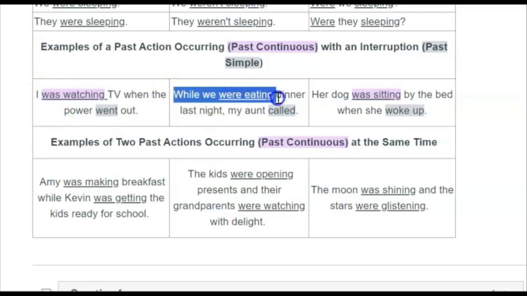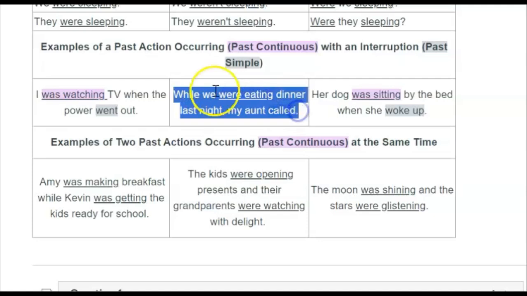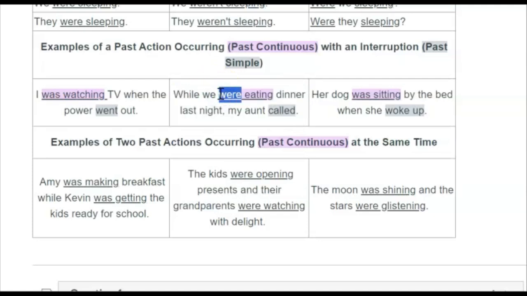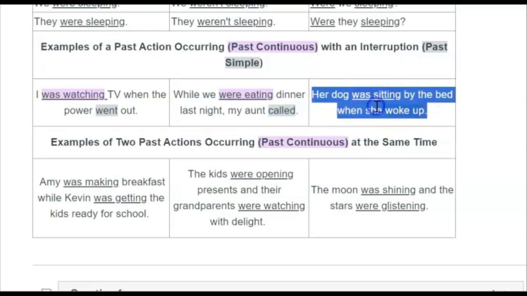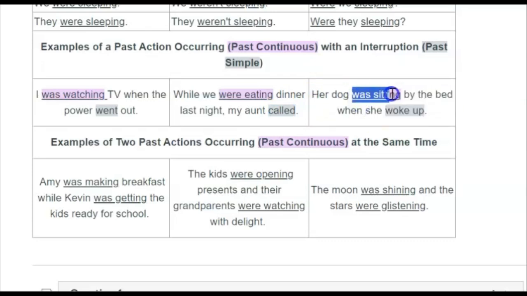While we were eating dinner last night, my aunt called. Were eating is the past continuous, and called is the past simple. Her dog was sitting by the bed when she woke up. Was sitting is the past progressive, and woke up is the past tense.